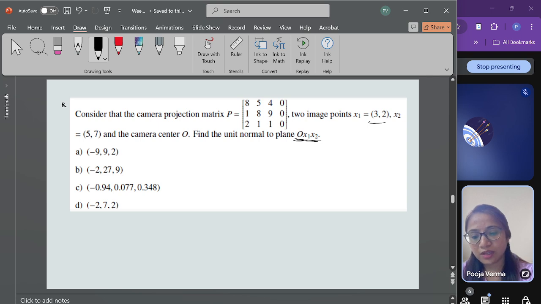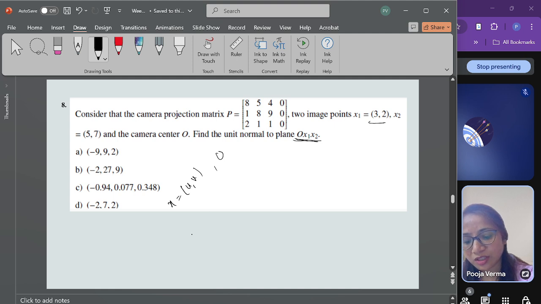Okay, so let's see what values are given. The projection matrix P is given, and x1 and x2, the image points in 2D, and the camera center is also given. Each 2D image point, let's say x equal to (u, v), corresponds to a ray containing the point O and having image coordinates (u, v).